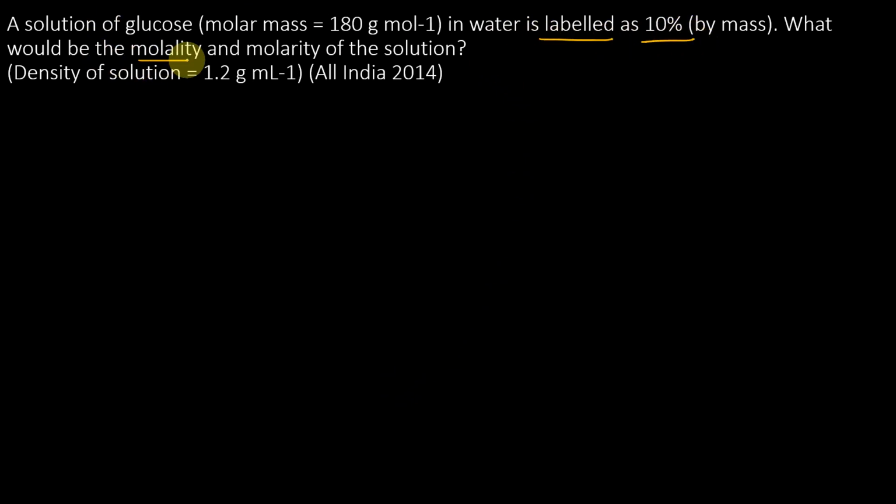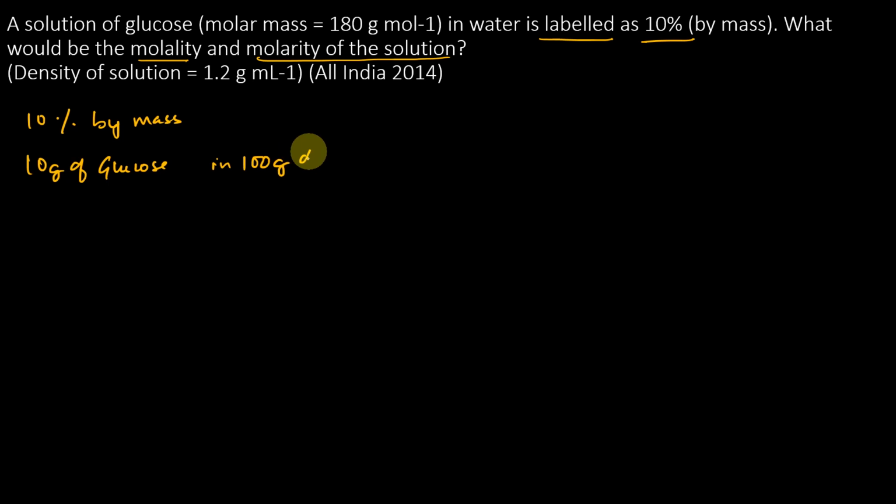What would be the molality and molarity of the solution? Nothing else to find, just molality and molarity. So here, what does 10% by mass mean? It means that 10 gram of glucose in 100 gram of solution, correct? So the weight of glucose, I take glucose as the solute, that is 10 gram.